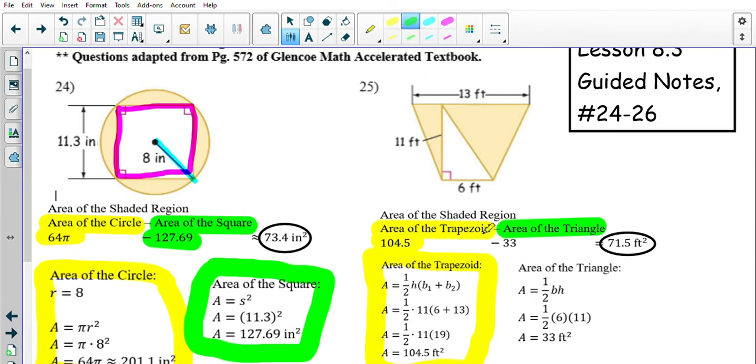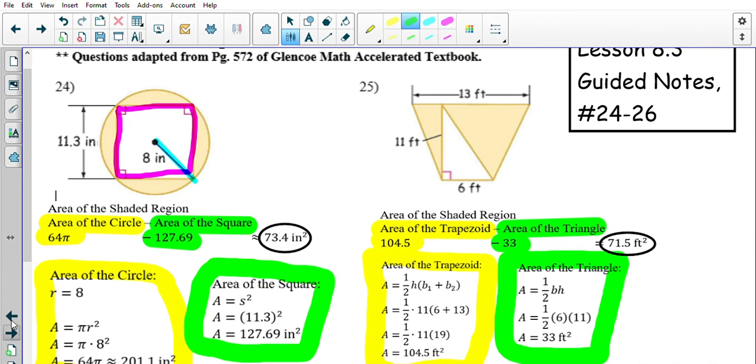The area of the triangle is half times base times height. The base and height of this triangle are 11 and 6. So half times 6 times 11 gets us 33 feet squared. If we take 104.5 minus 33, we get 71.5 feet squared.